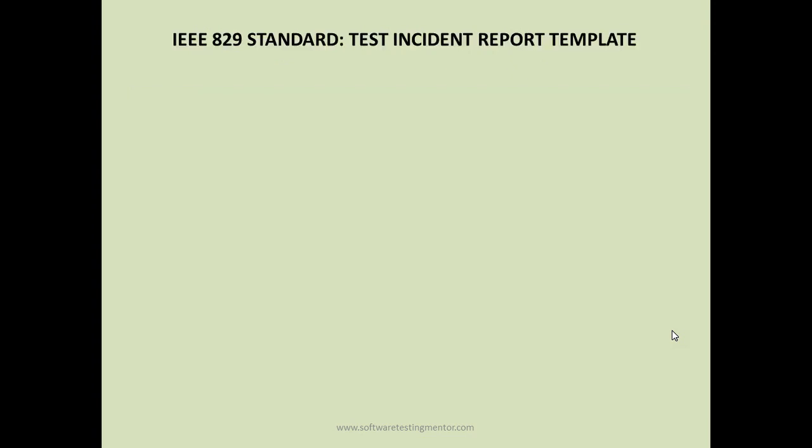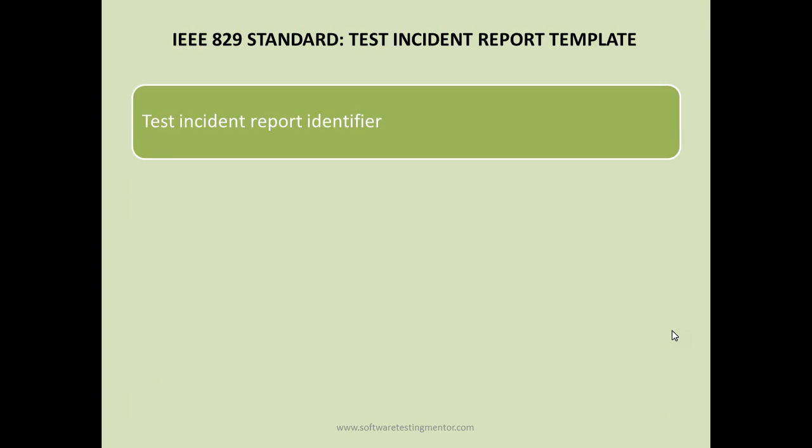Then the IEEE 829 standard test incident report template. What does the IEEE standard report contain? The test incident report contains a test incident report identifier, which is mostly auto-generated. This identifier is generated by the incident management tool that you use. They generate the identifier automatically as soon as you fill in all the details and submit the incident.